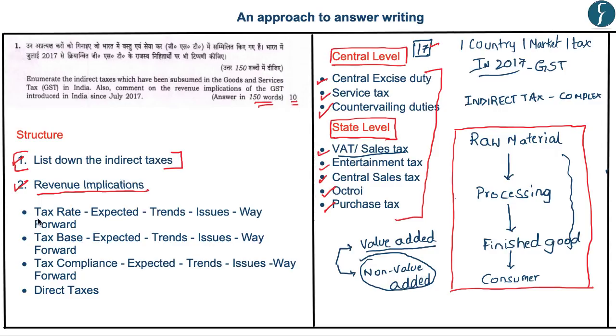Now, the factors that affect the revenue implication of any tax include tax rate, tax base, tax compliance, and tax buoyancy. Therefore, let us understand the revenue implications of introduction of GST under these four factors, including tax rate, tax base, tax compliance, and tax buoyancy.